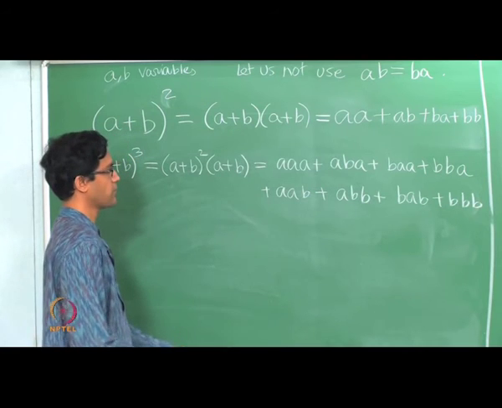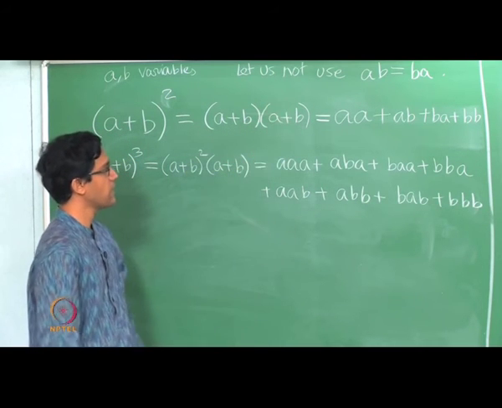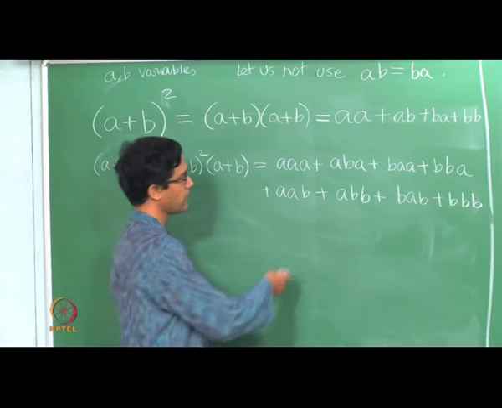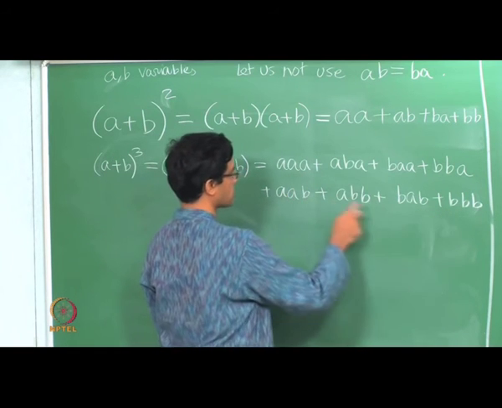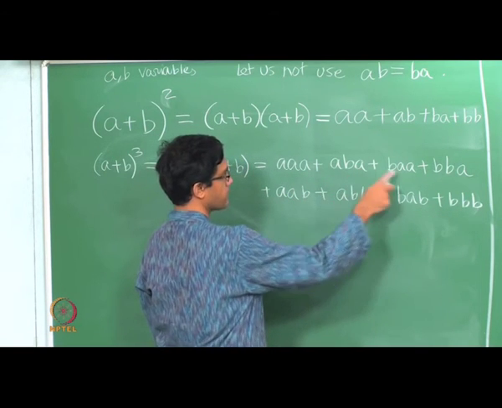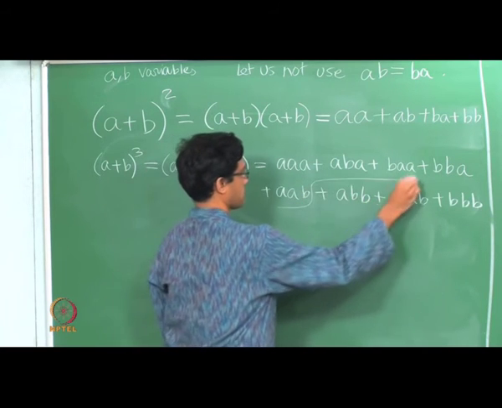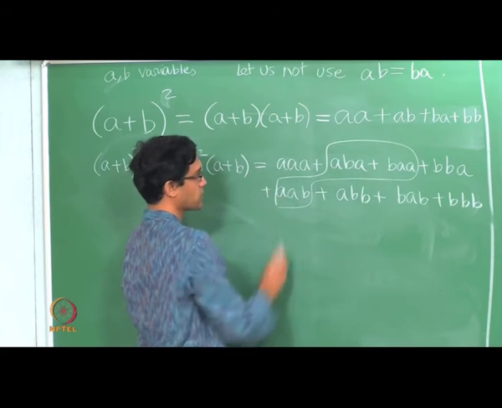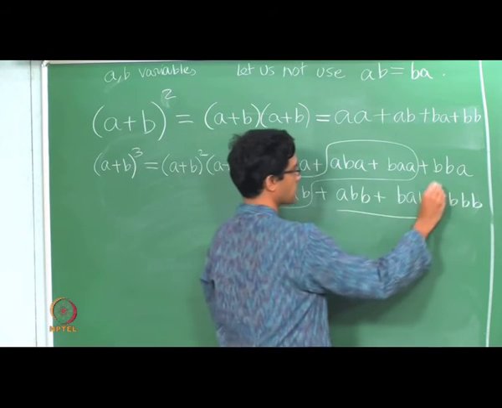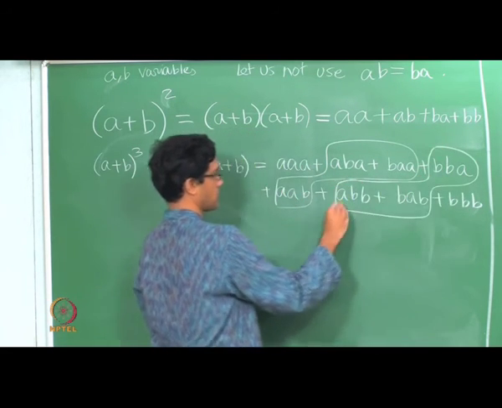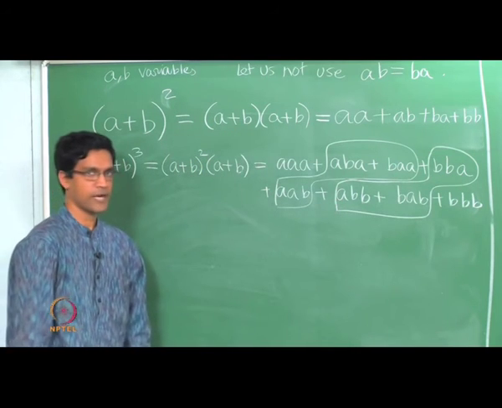And again notice it's just a familiar identity. If you use AB equals BA, if you think of a and b as being commuting variables, this is a cubed plus b cubed plus, let's see, a squared b. These 3 terms are just really a squared b. Similarly, these 3 terms are a b squared. Okay, so that is again the familiar identity.